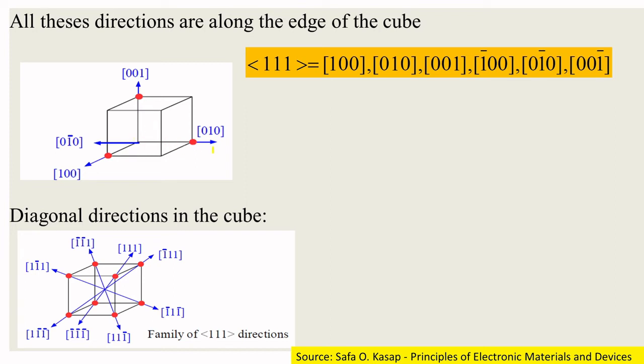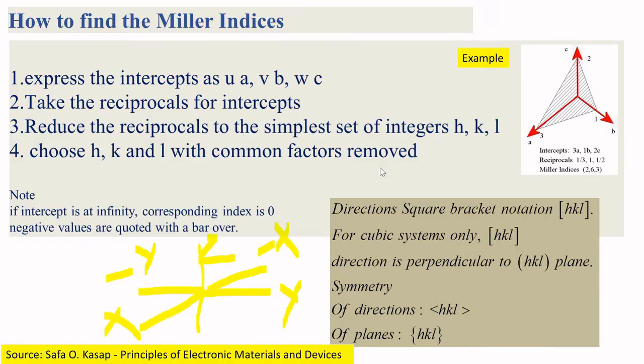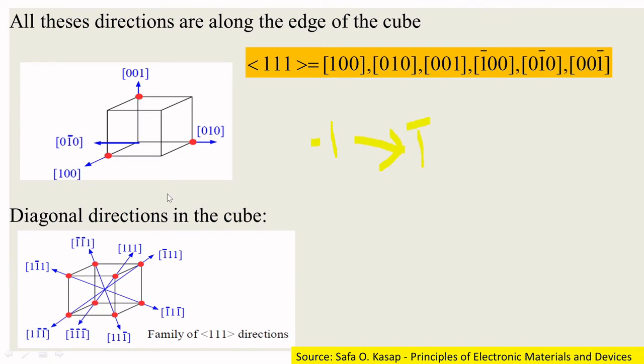Similarly, when you go in this direction, x is 0 and z is 0. Similarly, 0 0 1. Here it is in the minus direction with respect to the y axis, so x is 0 and y is minus 1. When you have a minus 1, you should not write it like this; you should put a 1 bar, which is equivalent. It is also mentioned in the PPT: if the intercept is at infinity, the corresponding index is 0, and negative values should be quoted with a bar over. That is what is explained here.